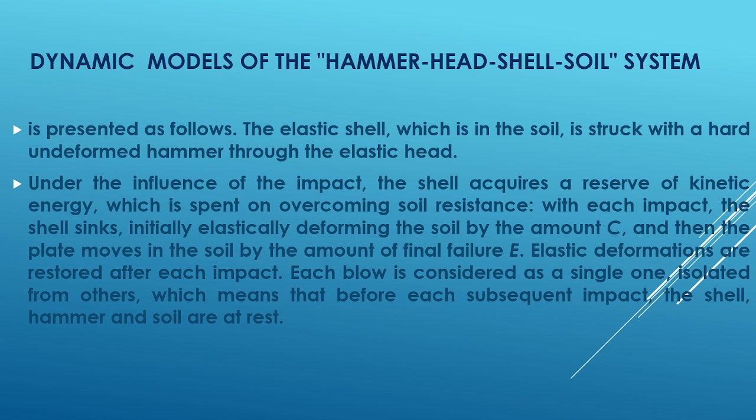The dynamic model of the hammer-shell-soil system is presented as follows. The elastic shell, which is in the soil, is struck by a hard, undeformed hammer through the elastic head. Under the influence of the impact, the shell acquires a reserve of kinetic energy, which is spent on overcoming soil resistance with each impact. The shell sinks, initially elastically deforming the soil by the amount C, and then moves into the soil by the amount of initial failure E.